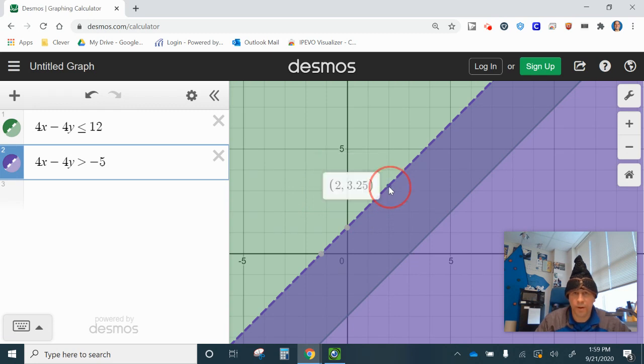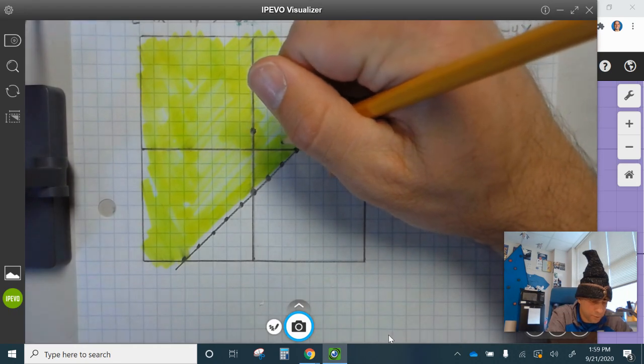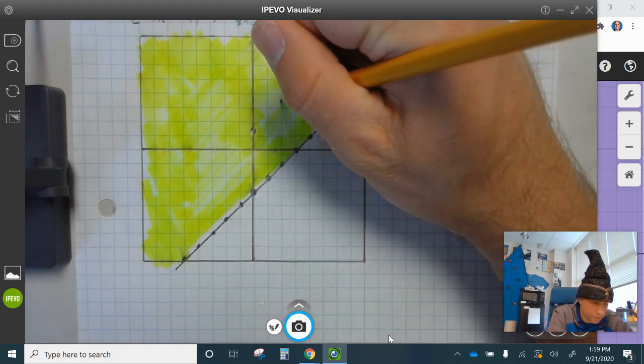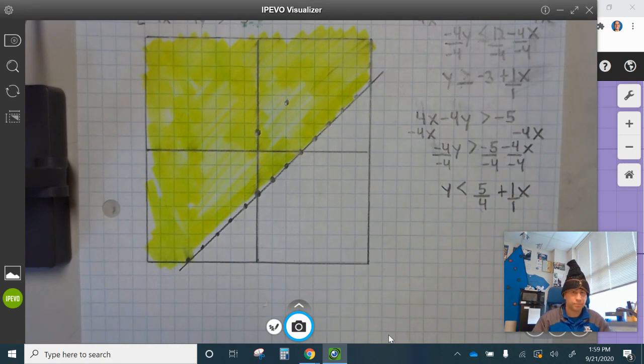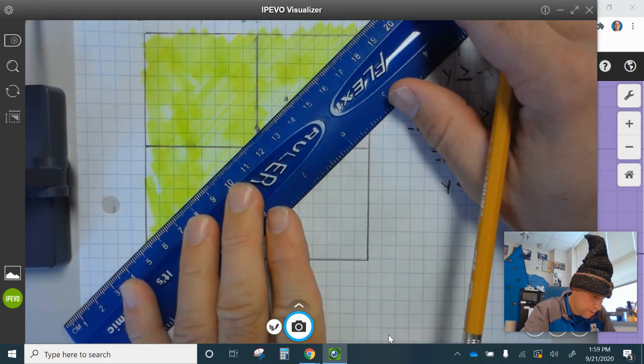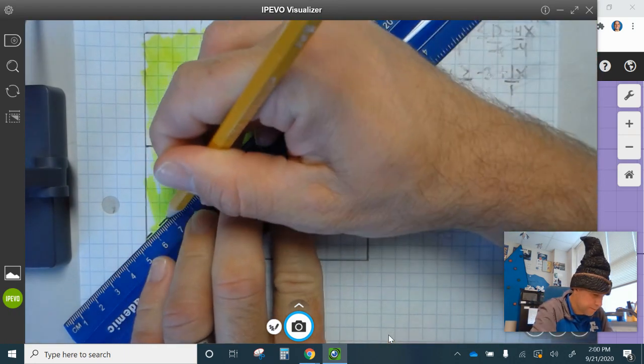2, 3.28. Oh, here we go. 2, 3.25. That's probably going to be the best we can get. So 2, 1, 2, 3.25 is about there. Okay. And now there's no line underneath, so it's a dashed line.